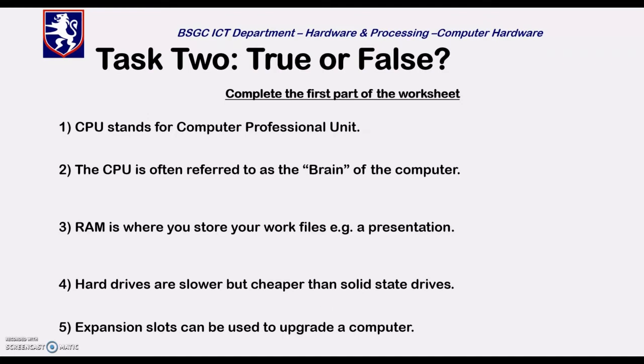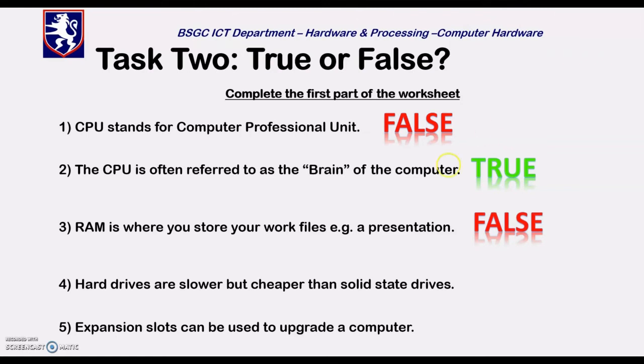Let's take part in this worksheet. Take a look at the worksheet in the link underneath this video and answer these questions. CPU stands for Computer Professional Unit. That would be false. The CPU is often referred to as the brain of the computer. Type your answer now. That would be true. RAM is where you would store work files for the presentation. Pause this video if you want, or type your answer now. It's false. Hard drives are slower but cheaper than solid state drives. Type your answer now. And the answer is true. Expansion slots can be used to upgrade a computer.